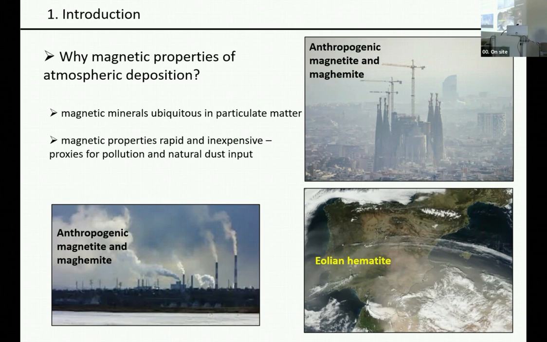The second reason why magnetic properties are important is because they provide a rapid and inexpensive way of monitoring the amount of these minerals. And it has been shown in different studies that the amount of these minerals can in turn be used as a proxy for either pollution or the flux of aeolian dust.